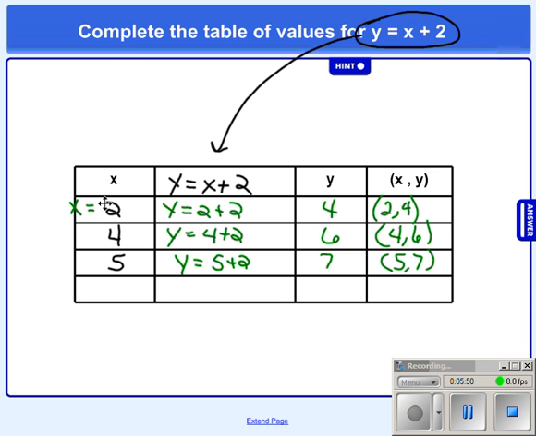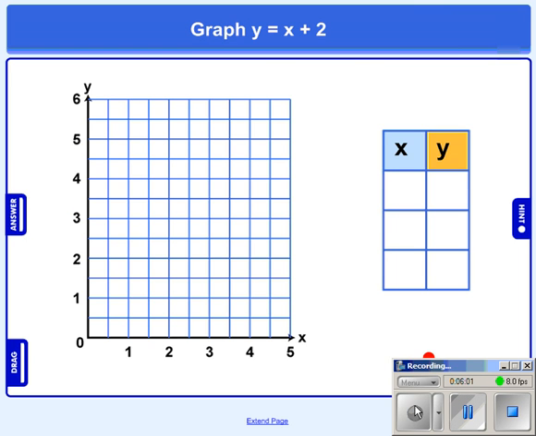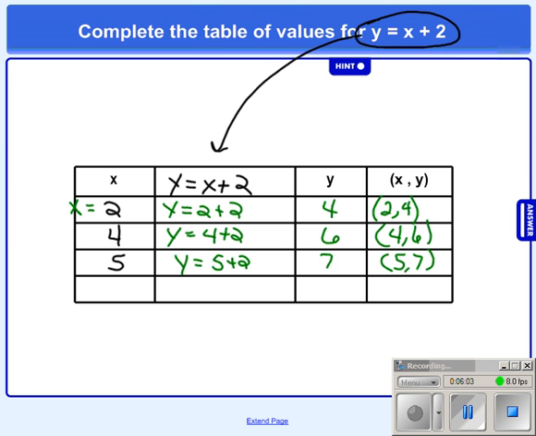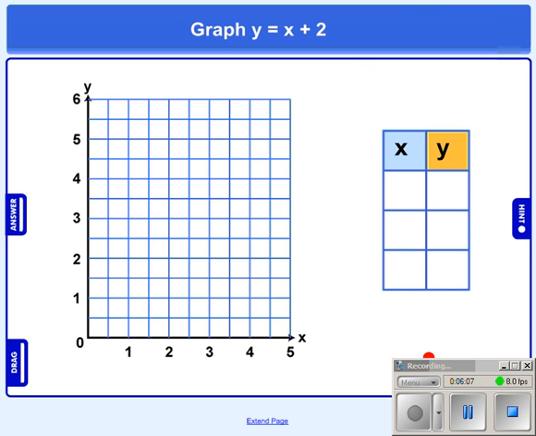So I have now determined 3 coordinates: if I plug x's value in, I know what y is. I have 2, 4, 4, 6, and 5, 7. So let's take the coordinates we got and plug them into here. So our first one, we said x was what? 2, y was 4, x was 4, y was 6, x was 5.